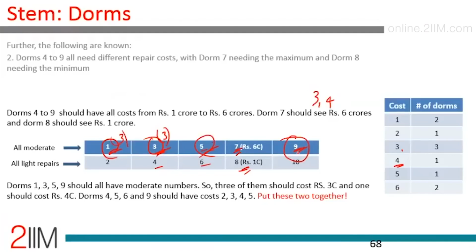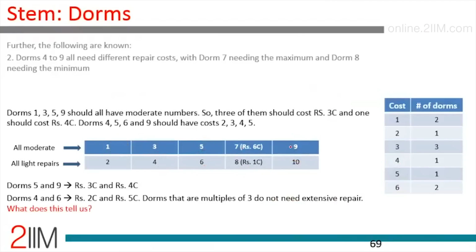So we don't know which one costs 3, which one costs 4, but we know for sure that DOMs 1 and 3 cost only 3 crores each. That we can nail it. Let's pencil that also in. So this should be 3. This should be 3. These 2 should be 3 and 4.